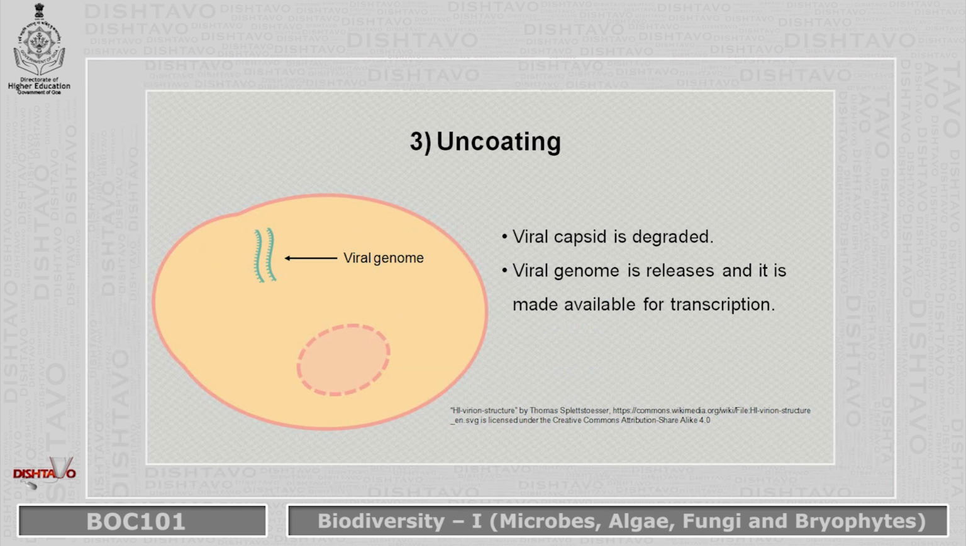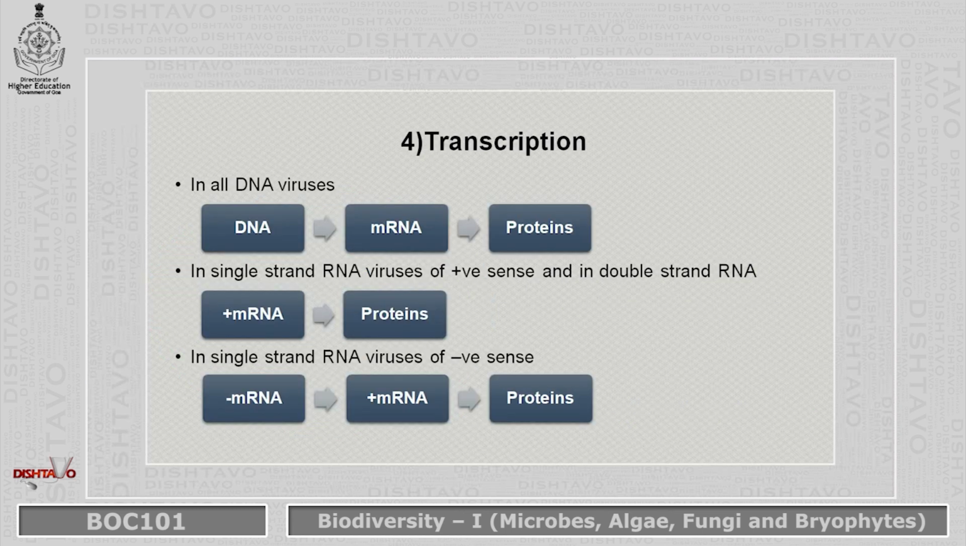Uncoating. In uncoating, the viral capsid is degraded by the lysosomal enzymes of the host, and the viral genome is released in the cytoplasm for transcription. In this diagram, we can see a blue color viral genome in the cytoplasm which is ready for transcription. The next step is transcription.